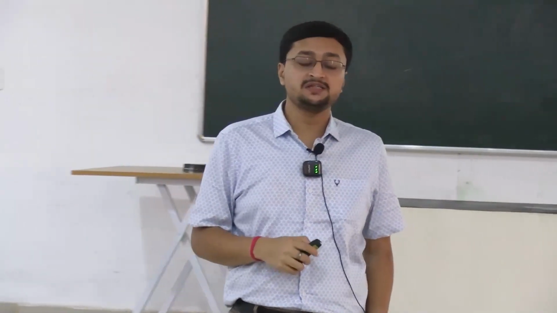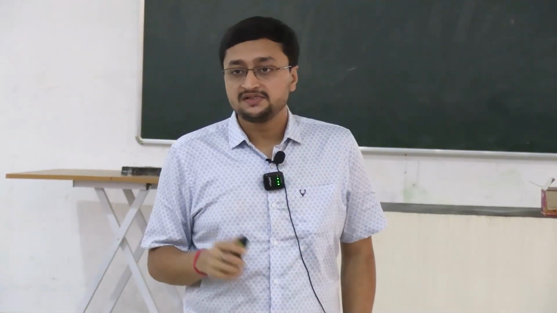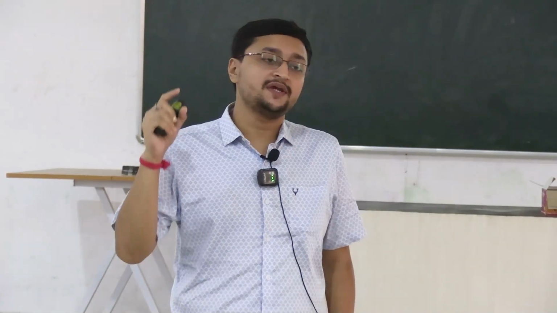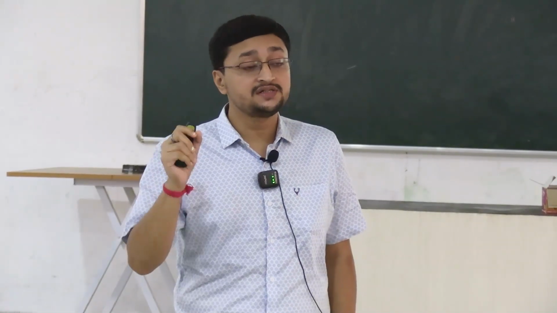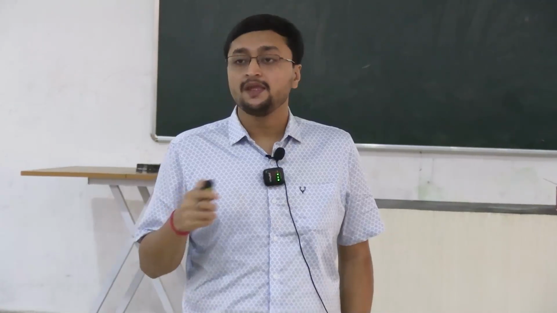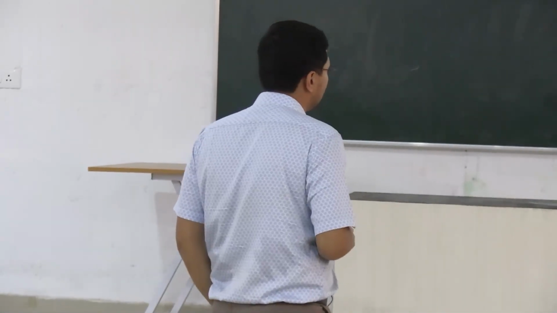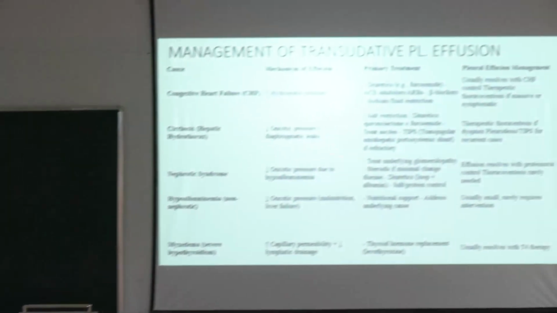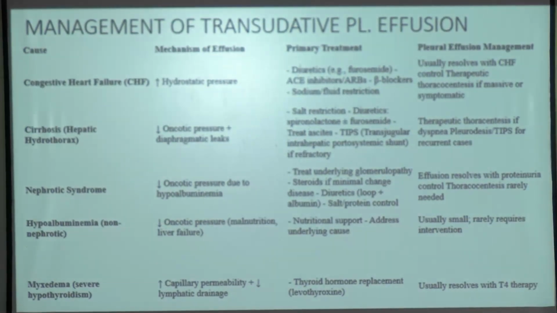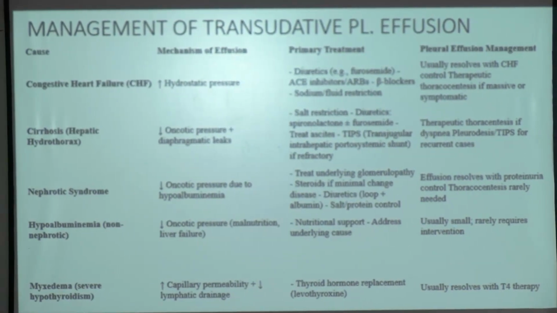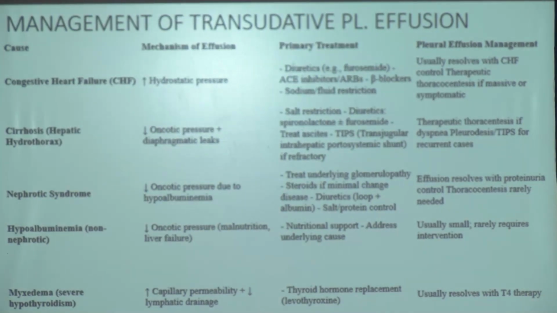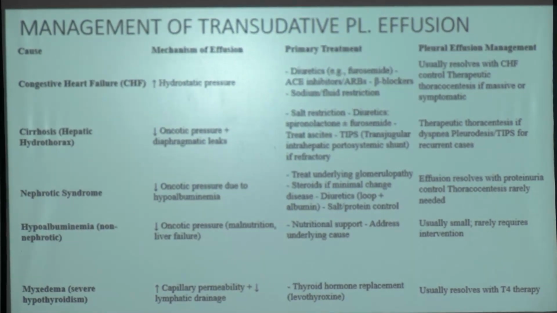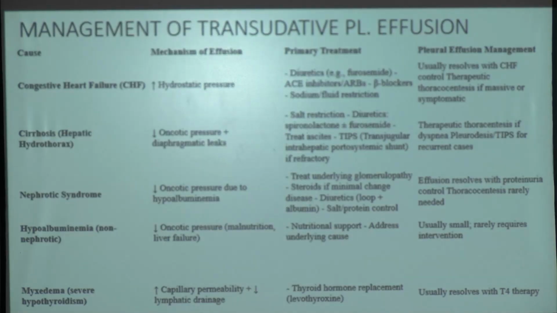This is the brief management of transudative pleural effusion. Just treat the cause. In case of exudative and transudative effusion, always treat the underlying cause. In case of heart failure, congestive cardiac failure, give diuretics, and it resolves when CHF is controlled. But if the effusion is massive, resulting in severe respiratory distress or desaturation or hypoxia, then you have to evacuate that pleural fluid by therapeutic thoracocentesis.